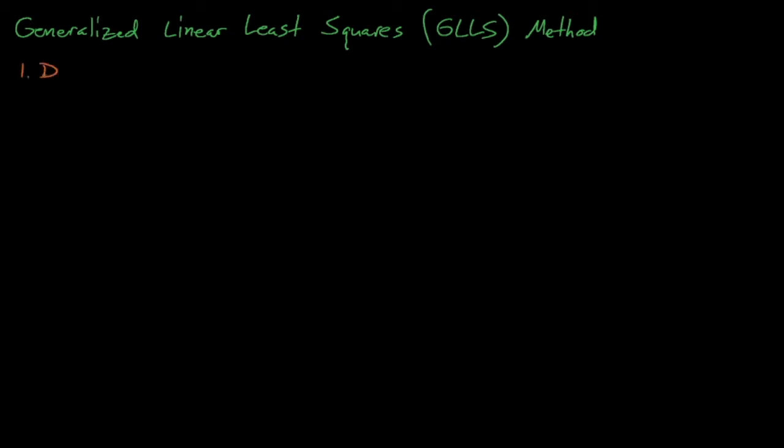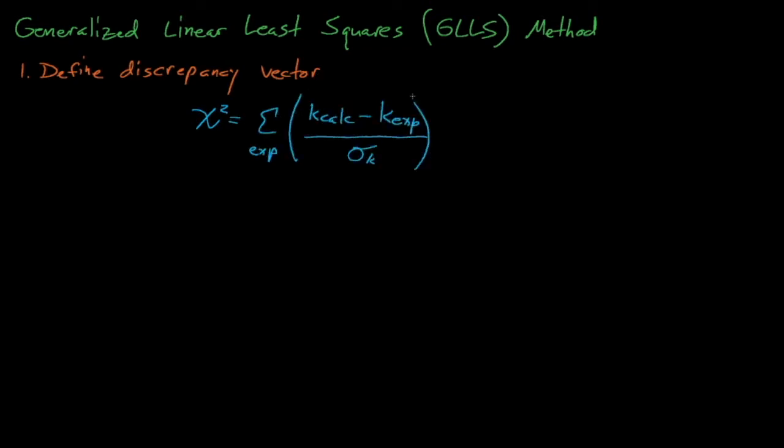The algorithm behind this method, which is called the generalized linear least squares method, starts by defining a discrepancy vector, chi-squared, which is a combination of the differences in our calculated and experimental eigenvalues in terms of their number of effective standard deviations, and the changes that we're about to make to our uncertain nuclear data, where alpha represents our nuclear data parameters. These nuclear data changes are also expressed in terms of their number of standard deviations.